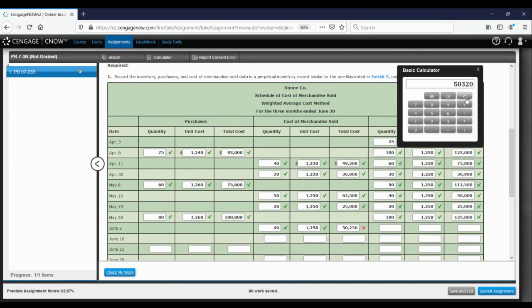All right, let me try this again. It's 40 units times 1258 is 50,000. I see I've got a transposition error there. So let me correct that. 320.